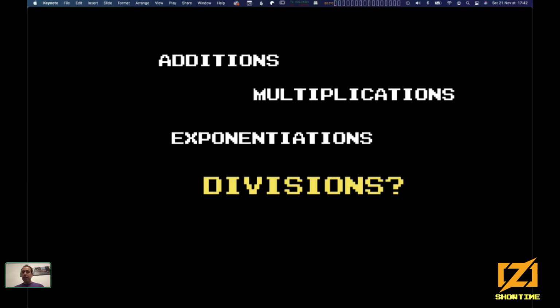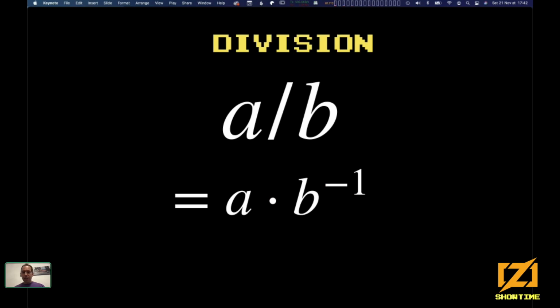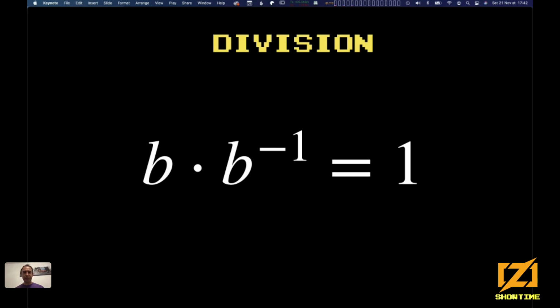So this is very cool. We can do additions, multiplications, exponentiations. What about divisions now? Why not? Okay, so a division, when we divide A by B, it's equivalent to just multiplication by the inverse of B. So if we can compute an inverse, we can divide. How do we compute an inverse? By the way, what's an inverse? Well, B times the inverse of B is 1.